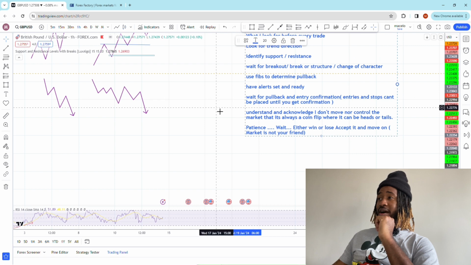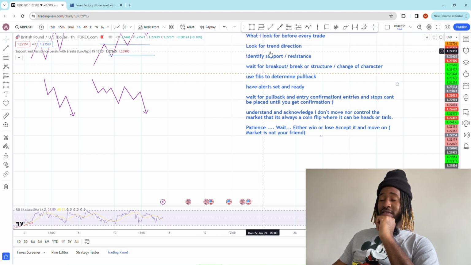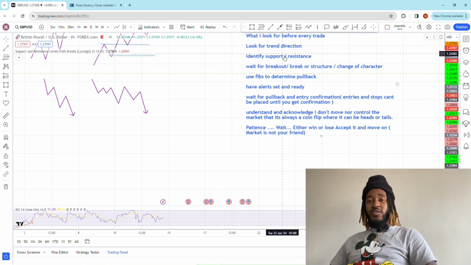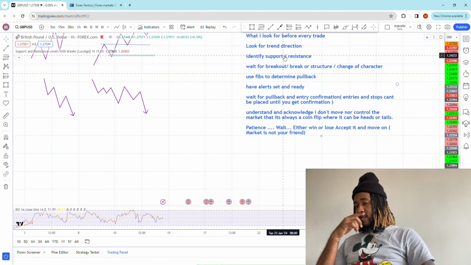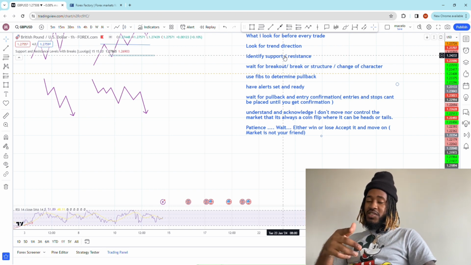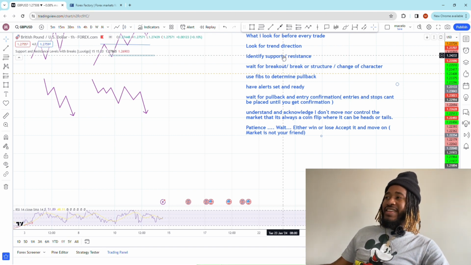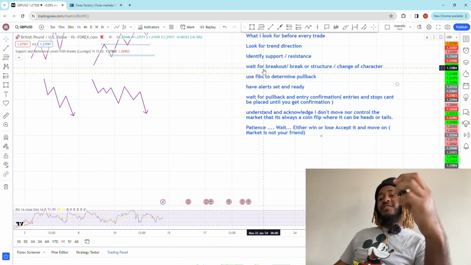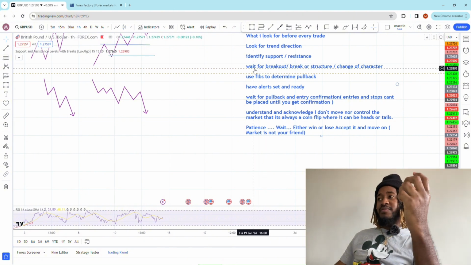Number one, I look for a trending market, a trending direction. So I need to know, is this market trending down? Is this market trending up? Is the market sideways? I'm not going to fool the market as yet. I'm going to set some alerts now, but I'm not going to fool the market. So afterwards, I want to identify any support and resistance areas being created.